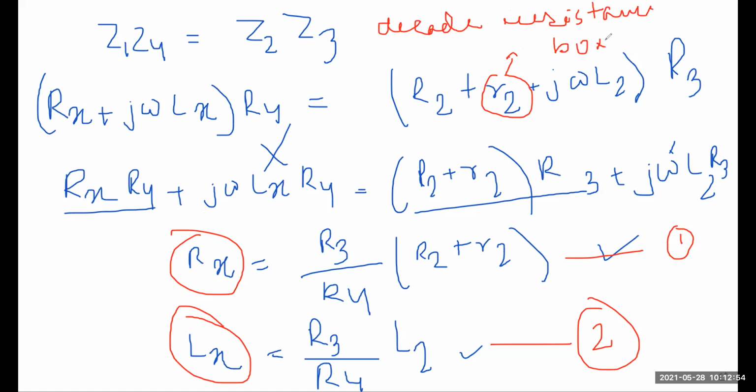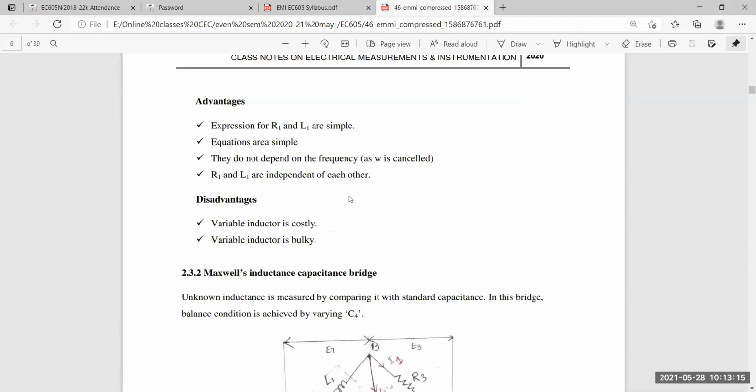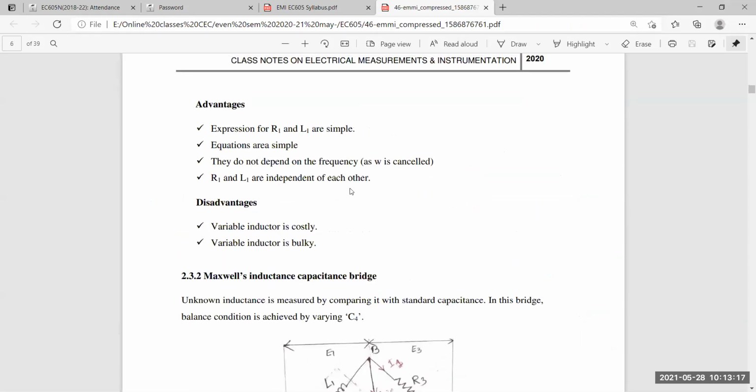I think this much is clear to you all. So this is all about the Maxwell inductance bridge. Now let us move on to the Maxwell inductance capacitance bridge. So first of all, let me share with you what I was telling you. Now let us move on to our next, some advantages are there, so let us complete that.